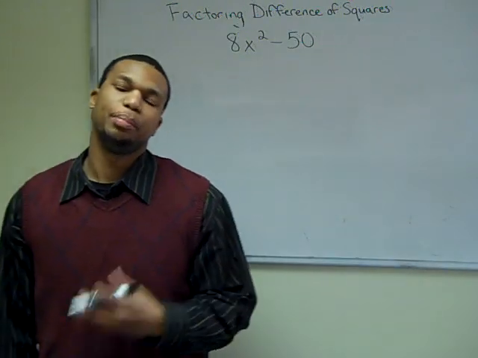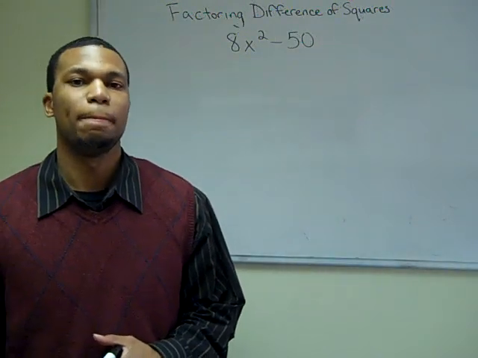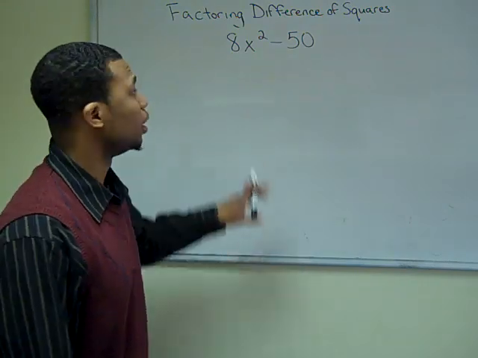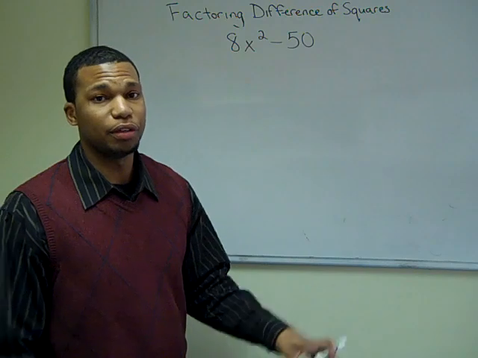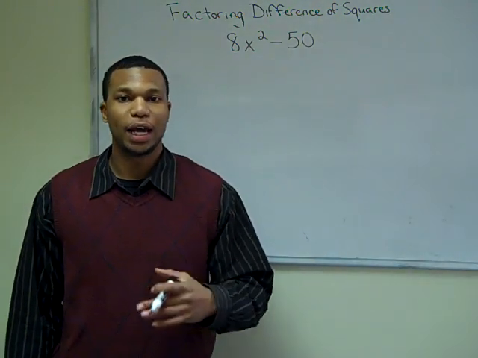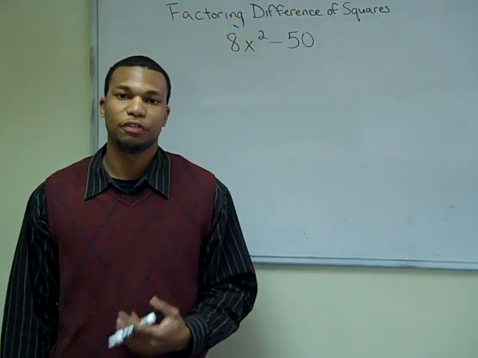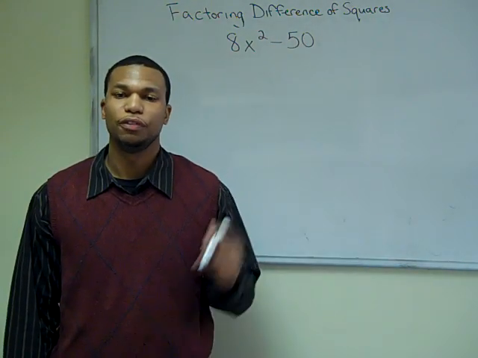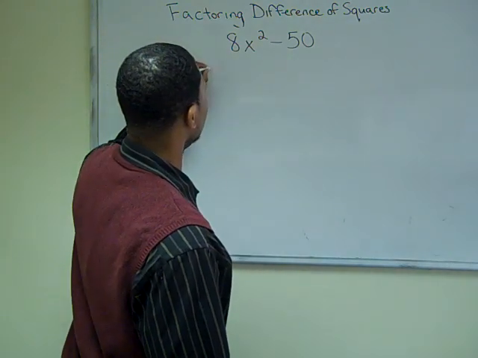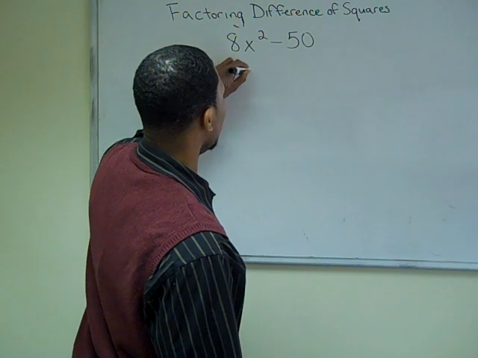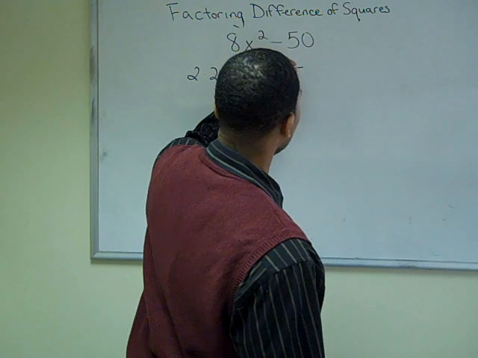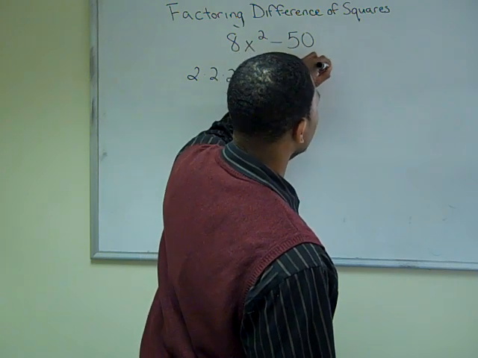Now here's an example where it appears to be in the difference of squares format, but it's not because we don't have perfect squares. Again, 8 is not a perfect square, 50 is not a perfect square. But what we can do is go back to what we learned as far as factoring using the distributive law. So first let's factor this using the distributive law. You have 2 times 2 times 2 times x minus 5 times 5 times 2.